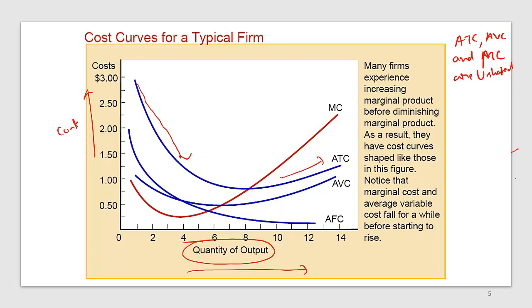Same you can see for the marginal cost. Marginal cost first decreases, then it increases. Same is true for the average variable cost. Average variable cost first decreases, then it increases. And that's why these are U-shaped. On the other hand, average fixed cost keeps on decreasing. The reason is that the fixed cost doesn't change with output, so if you produce more, your per-unit fixed cost keeps on decreasing.